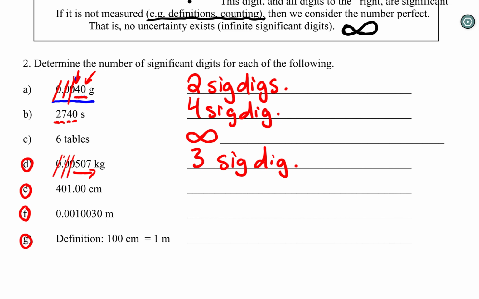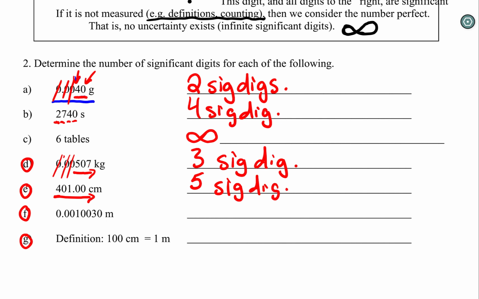Looking at E, I start on the left, try to find my first real non-zero number. 4 is not 0, and it is a real number, so this number and all numbers that come after it count as being significant. 1, 2, 3, 4, 5. There are 5 significant digits in that number.